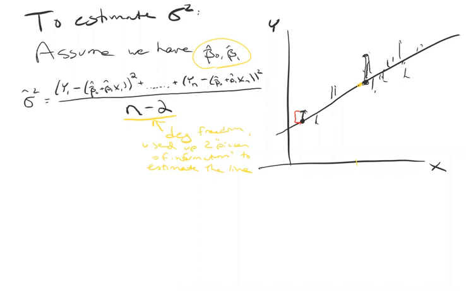Just to introduce a little bit of notation, here's a more concise way to write the same thing. I'm going to introduce this piece of notation, yi with a hat on it. That is called a fitted value.